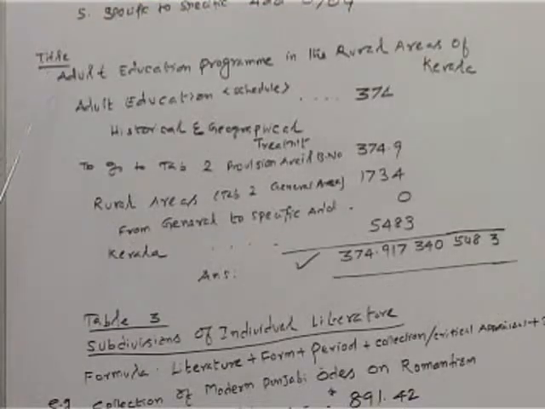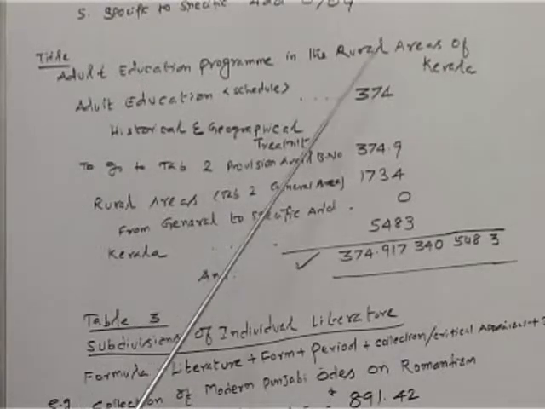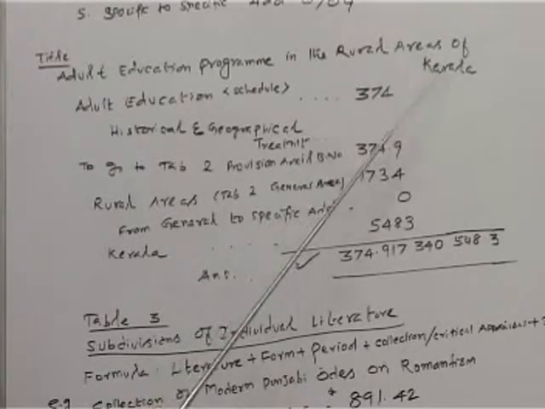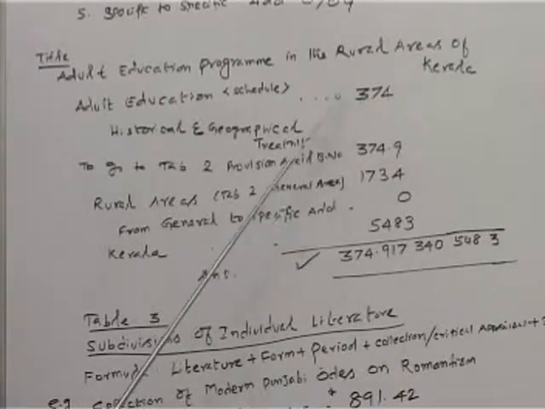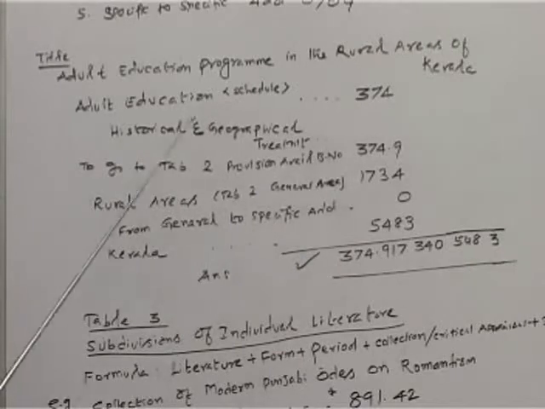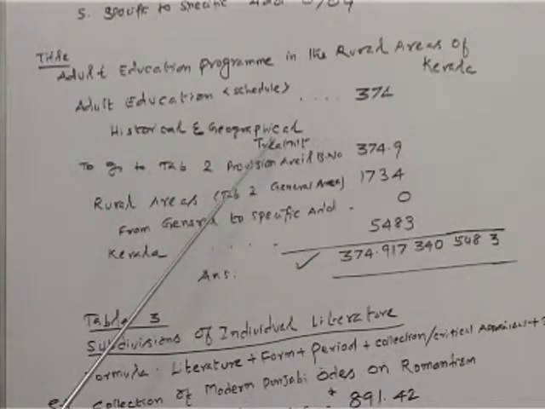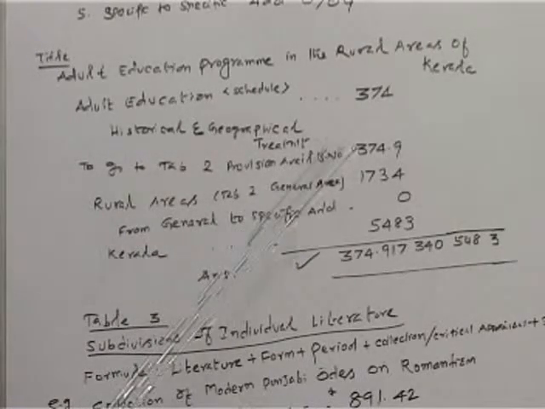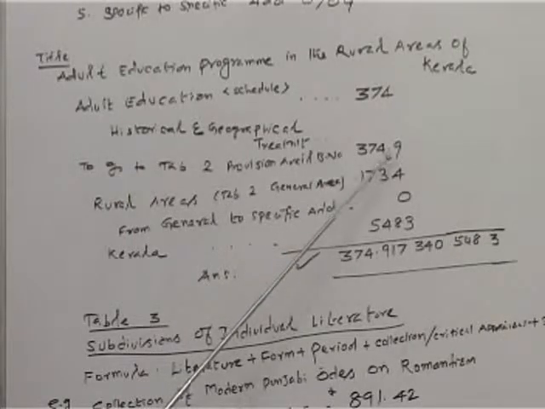Title here: adult education program in the rural areas of Kerala. So adult education is a subject, rural area in table 2 is a general area, and Kerala is a specific area. For adult education you can get the number 374 from the index and refer to the same in the schedule. But to go to table 2, historical and geographical treatment provision is available with the base 374.9. By using expansion of class number we can move up to 374.9.